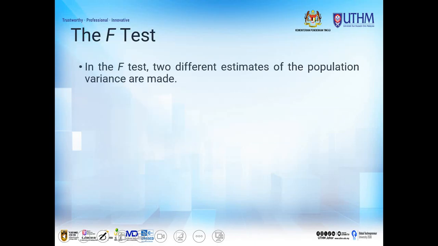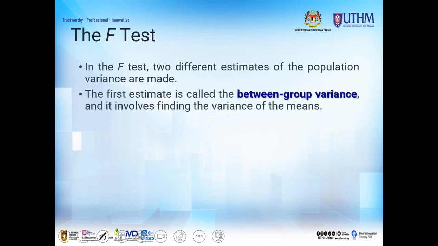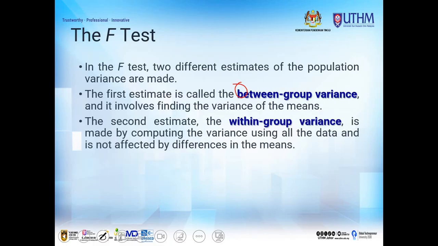Okay, and then the F-test. In the F-test, two different estimates of the population variance are made. The first estimate is called the between-group variance, and it involves finding the variance of the means. The second estimate, they say two different estimates, right? The first one is this and the second one is here. The second one is the within-group variance, which is made by computing the variance using all the data and is not affected by the differences in the means.